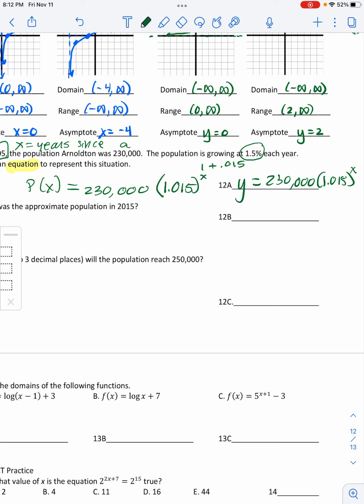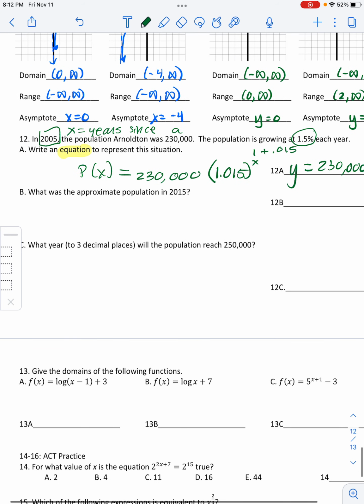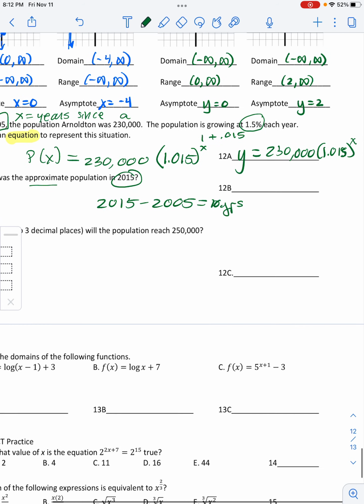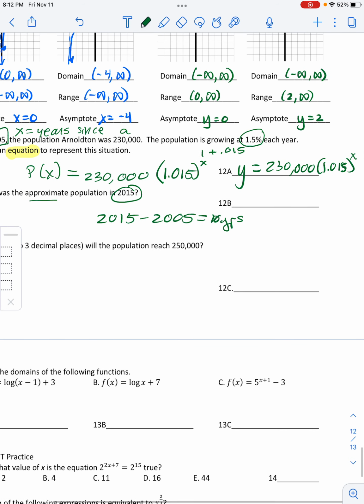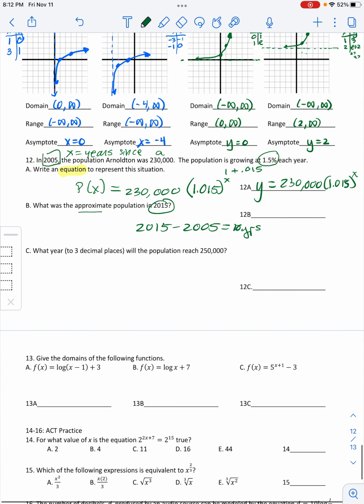And x is representing years since 2005. So here, when it wants you to approximate the population in 2015, you have to think, okay, 2015 minus 2005 is 10 years after that. So I'm going to put a 10 in. If it says on the test to show your setup, what it's looking for is that you took this, and then you took this to the 10th power.